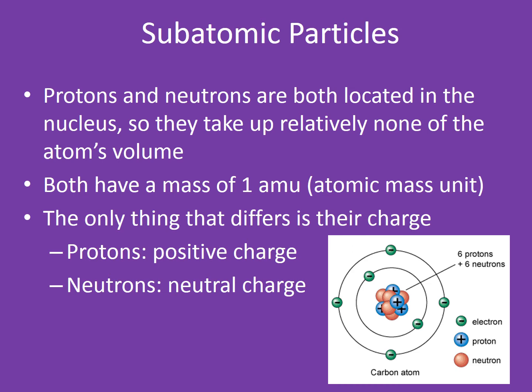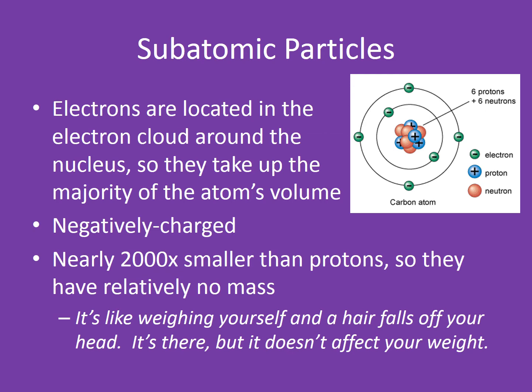So electrons are located in the space outside of the nucleus, and it's called the electron cloud. So it's all these different rings of space where the electrons spread out. So most of the atom's space or volume is taken up by the electrons.